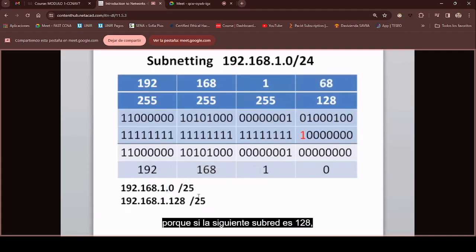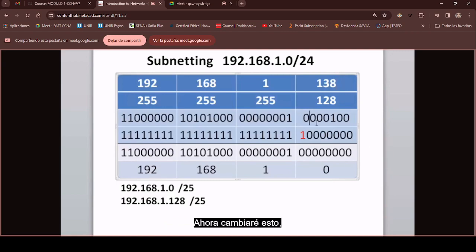Well, this makes sense because if the next subnet is 128, if we put in a host address larger than 128, we'll see if it falls in this subnetwork. So let's change it slightly. I'll change the host address to 138. So now I'll change this, put that as 0. So there's a 128 bit. I'll make this a 1.